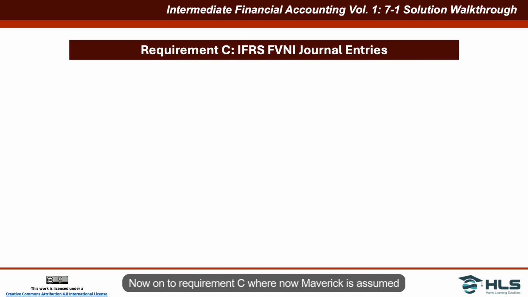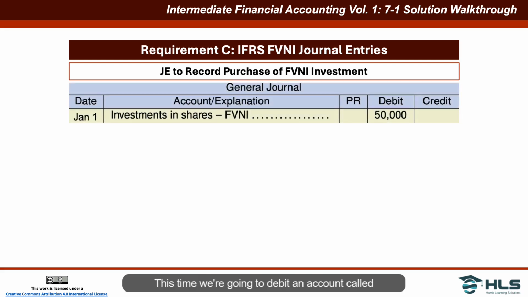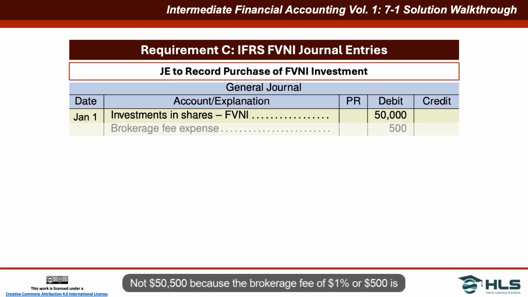Now on to requirement C, where now Maverick is assumed to report under IFRS and classifies the investment as fair value through net income, or FVNI. On January 1st, we will record the purchase of the investment. This time we're going to debit an account called Investment in Shares, FVNI, for $50,000, not $50,500, because the brokerage fee of 1% or $500 is not added to the cost of the asset under IFRS.